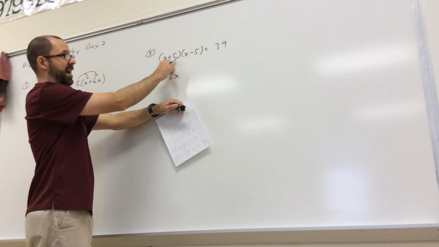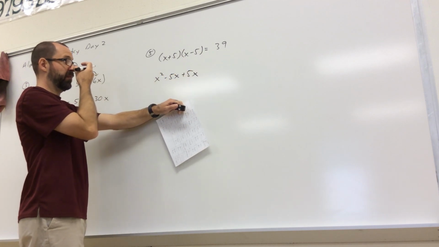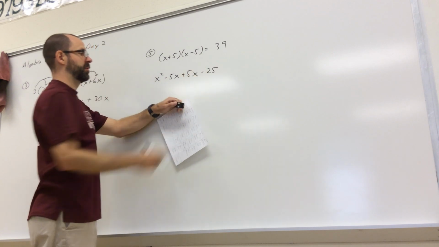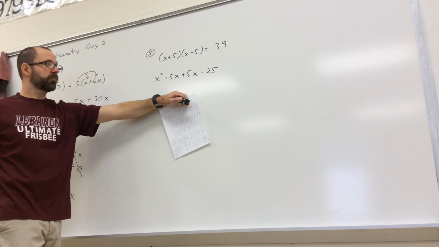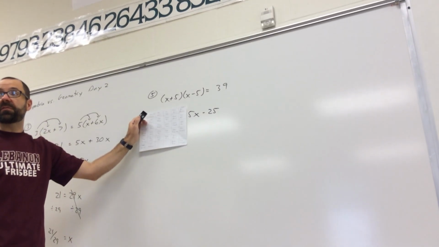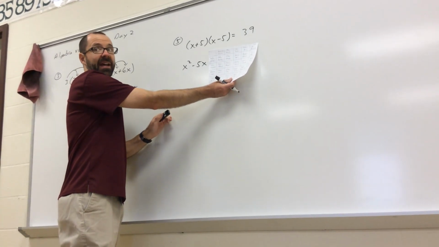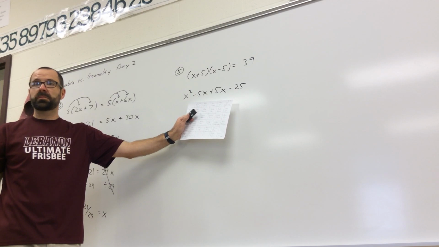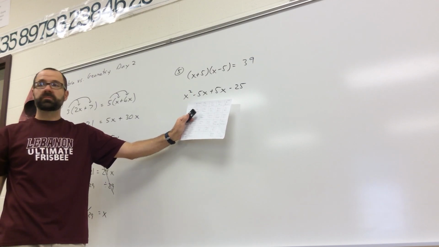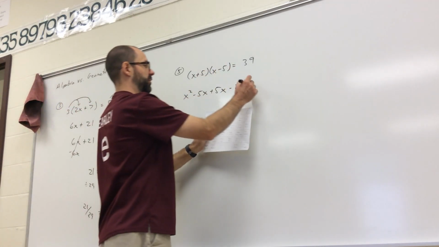Okay, so we distributed the x to here. Now we're going to distribute the 5 to there. So that's going to give us 5x and negative 25. So this part is from distributing the 5, and this part is from distributing the x. Is everybody okay? That's a little bit tricky. Remember, I'm impressed if you admit when you don't know something, like on the green card. Okay. All right, so now we've got equal 39.